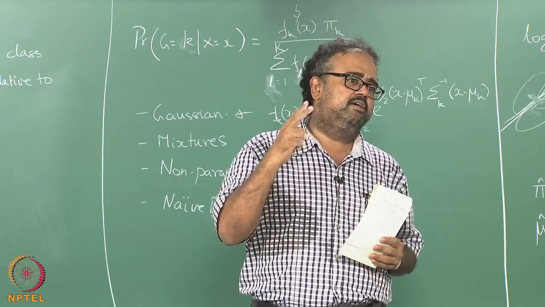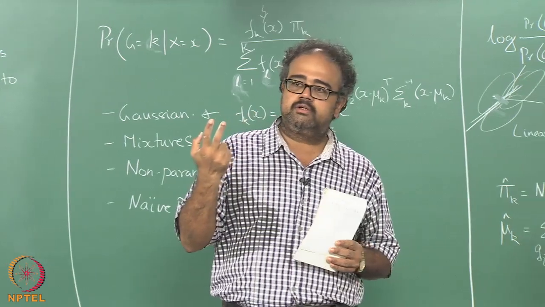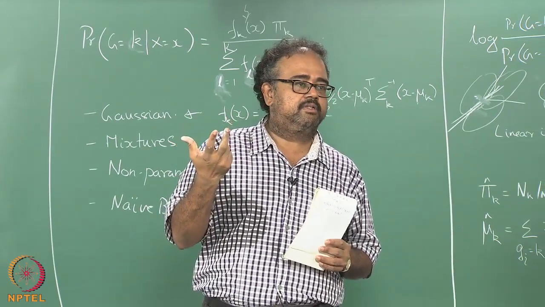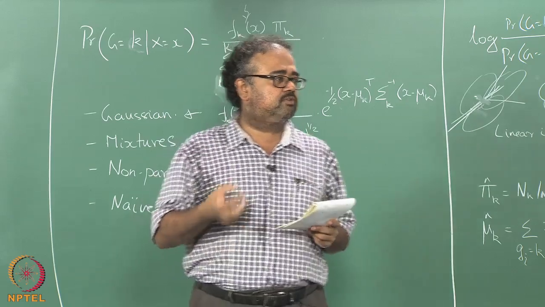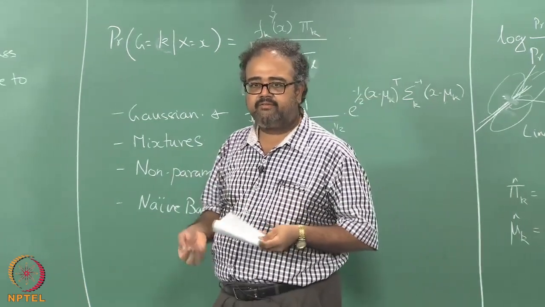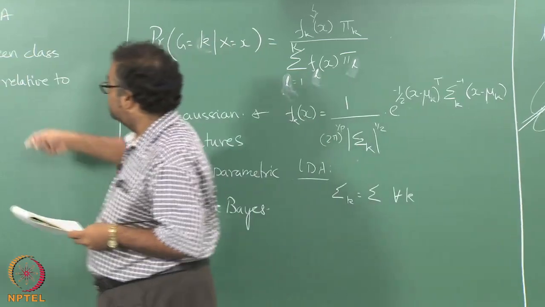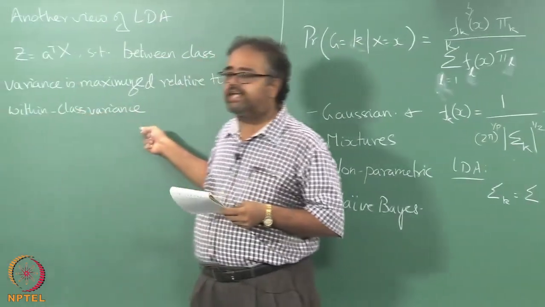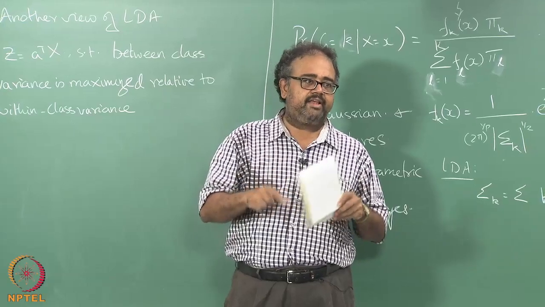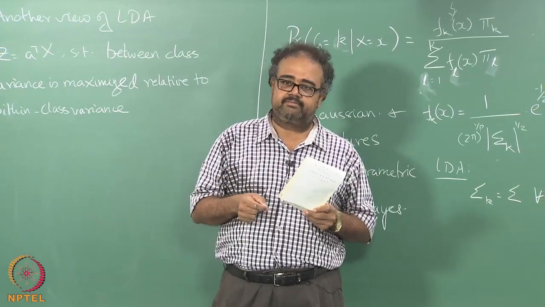If I have 2 classes, what will this amount to? Maximizing the distance between the projected means, right. If it is 2 classes, it will be maximizing the distance between them. If it is k classes, it will be maximizing the variance among the k centers, relative to the within class variance. And what will be the within class variance? For each class, the variance with respect to the class mean.